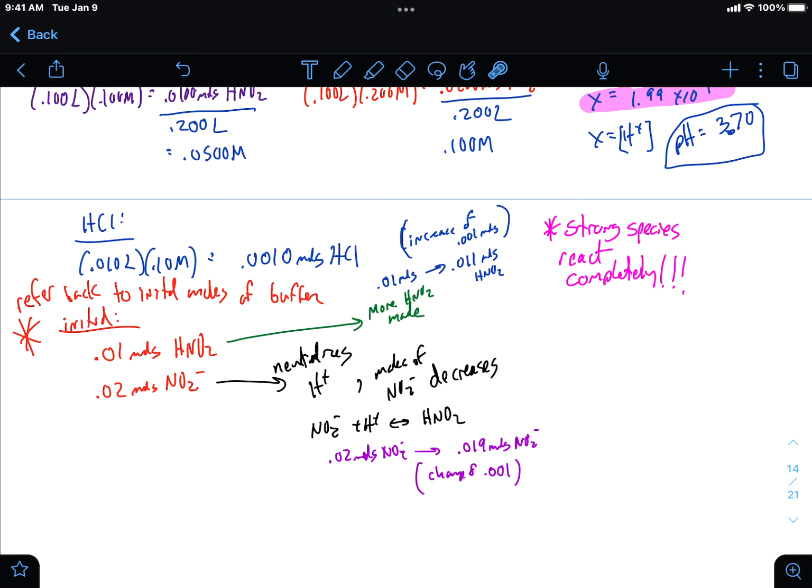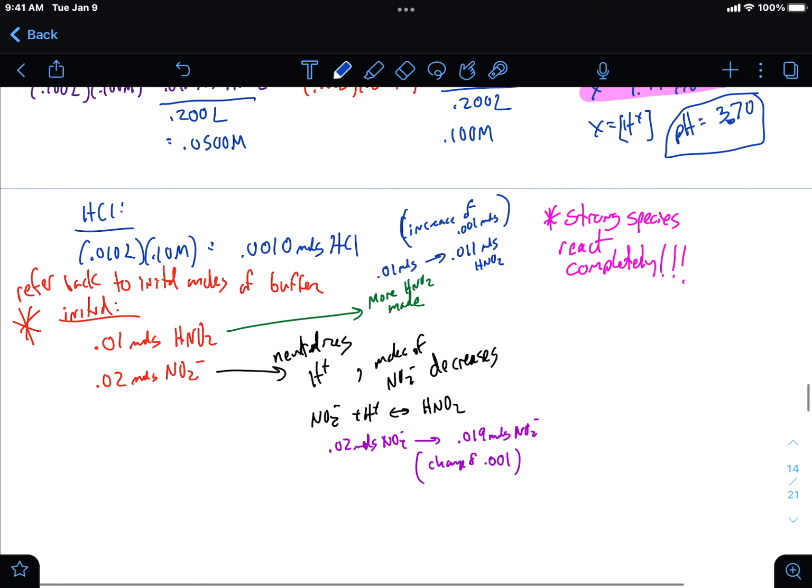You have to understand which one is reacting and going down, and which one is being made and going up, okay? And then you adjust your moles accordingly, which is what we did right here. The adjustment that you make is the moles of the acid that you add. So it's 0.001. If we added 0.002 moles of acid, then this number would be 0.018, and this number would be 0.012. You follow? Okay.